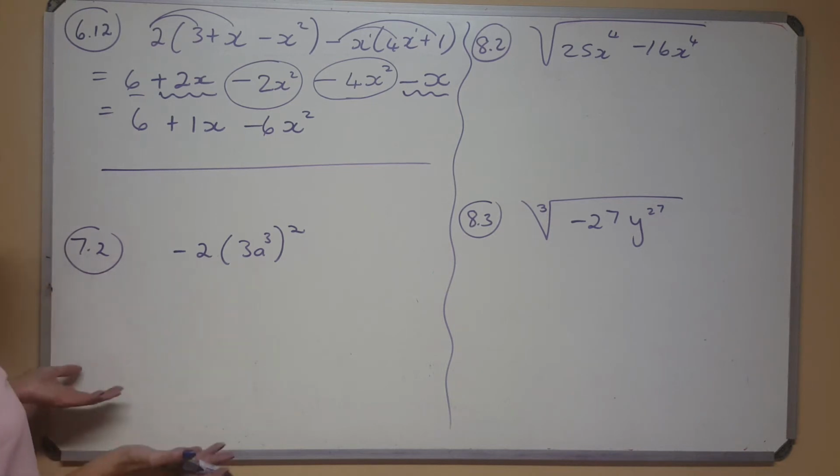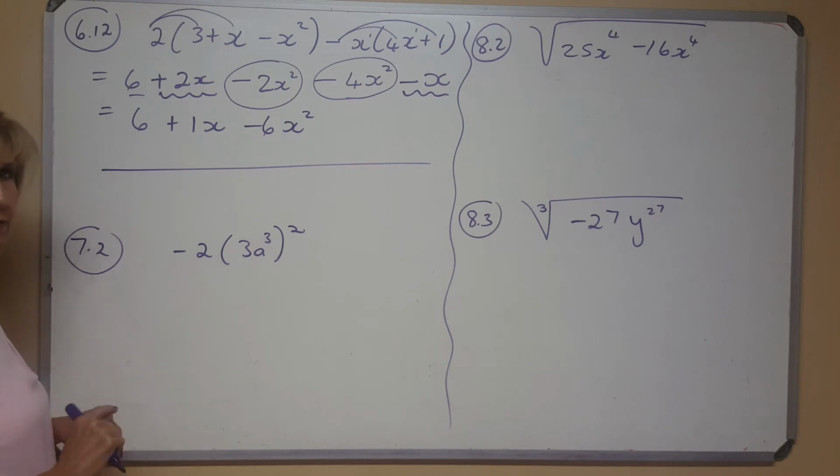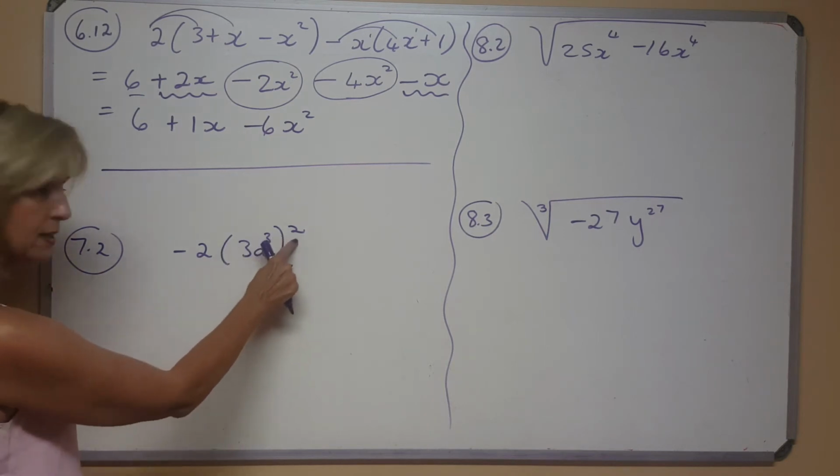Simplify. What is there to do? Wat moet ek eers doen? Jy kan nie sê 'n min maal 'n plus nie, volgorde van bewerkings. Order of operations says you can't do that. First thing you must do is sort this out.